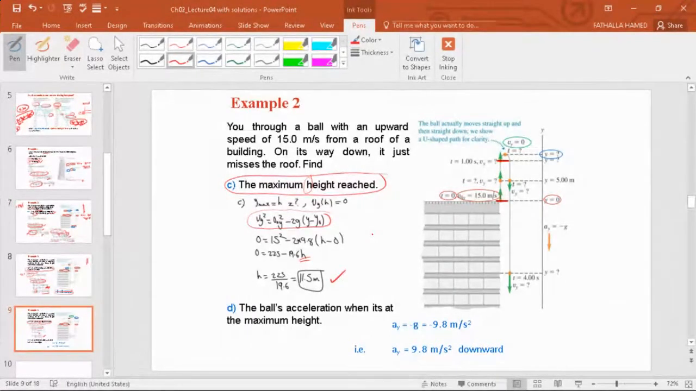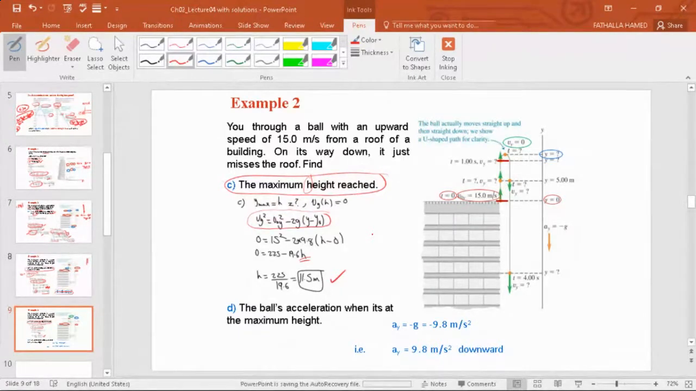Now we can ask you another question: the time at the maximum height. How much time? You can use Vy equal to V0y minus gt, and you know that Vy is equal to 0 at the maximum height, and from that you can calculate the time to reach the maximum height.